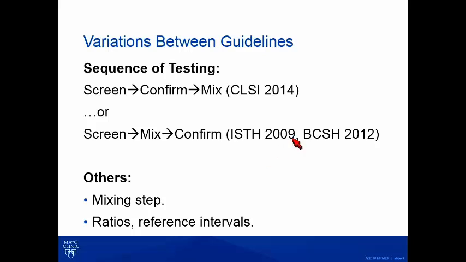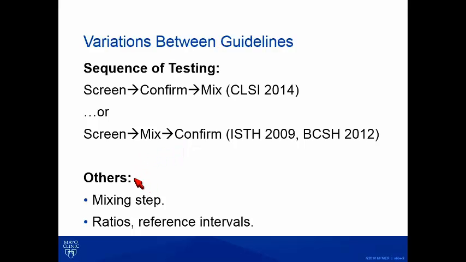One of the big ones you'll hear about and pick up on is the sequence of testing. So in the CLSI guidelines, they start with the screen, then go to the confirm for phospholipid dependence, and then perhaps a mixing study. The ISTH and British guidelines start with the screen, then do the mix to show inhibition, and then go to the confirm step to demonstrate phospholipid dependence.